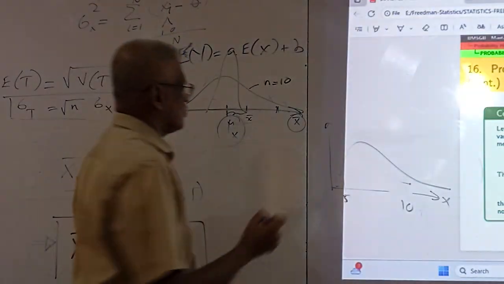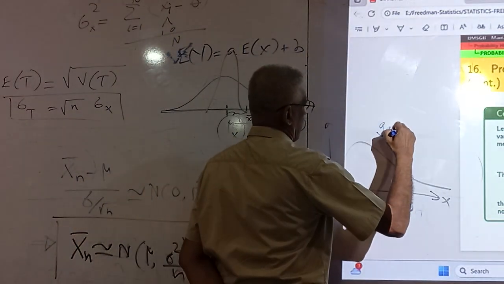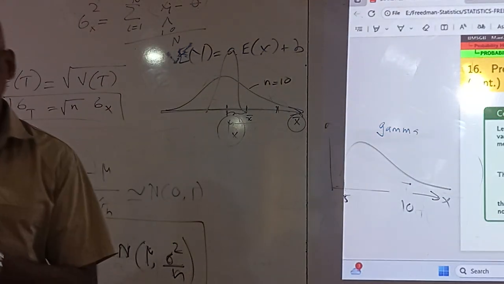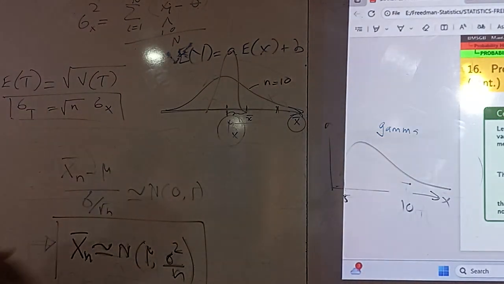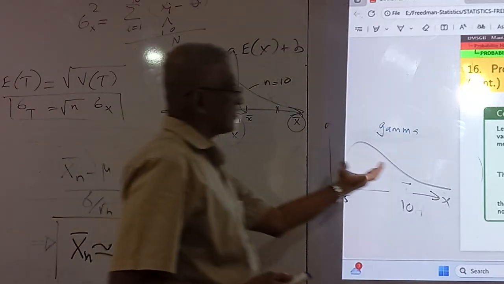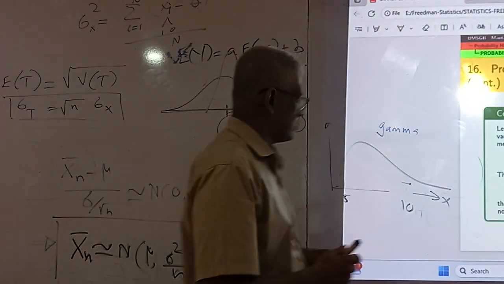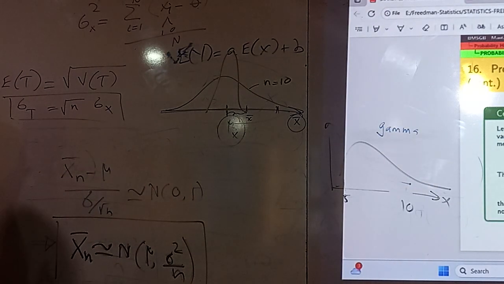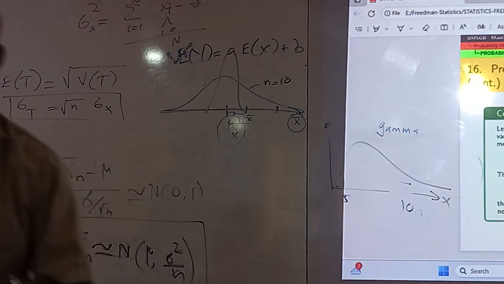One is the gamma distribution. There's another one, log normal. So many models. There are situations where populations have this kind of shape. Even if all your x's are coming from this kind of shape distribution, still x bar n will be approximately normal if n is large. So that is the importance of the central limit theorem.